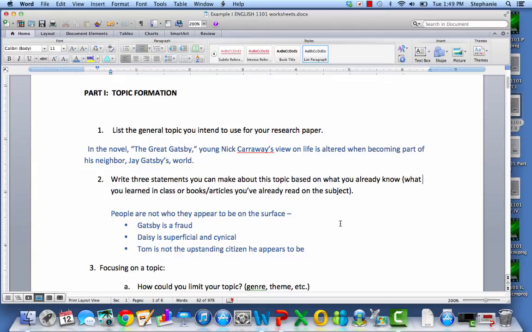Gatsby is a fraud. That's not even his real name. Daisy, the woman that he supposedly loves, is very superficial and all involved in herself. And Tom, who's Daisy's husband, is not the upstanding citizen he appears to be. And if you've read this book before, you know what I mean about that.